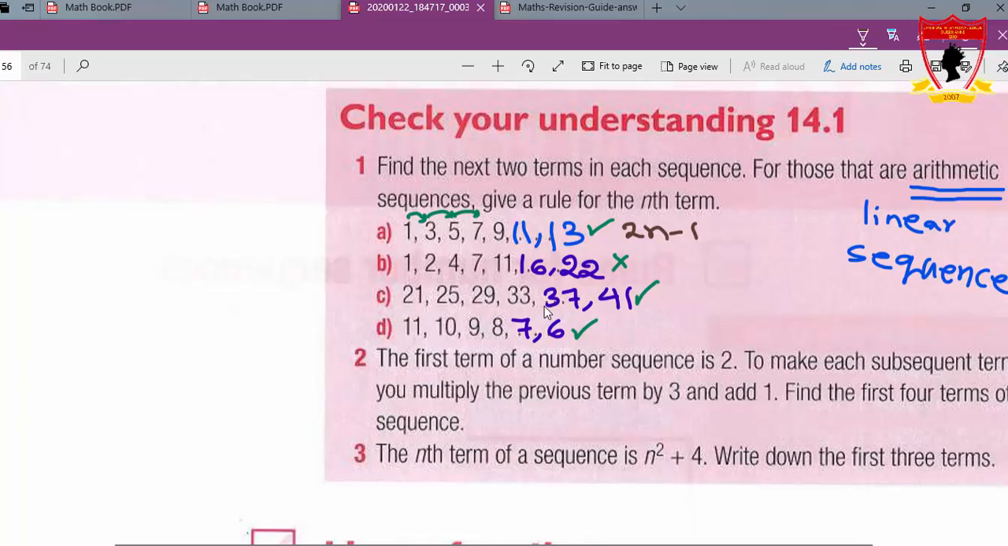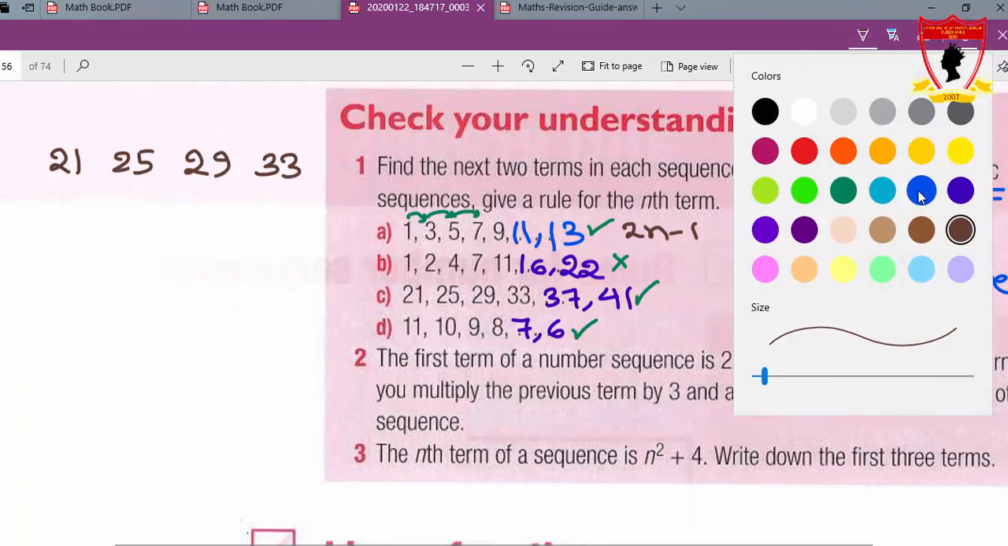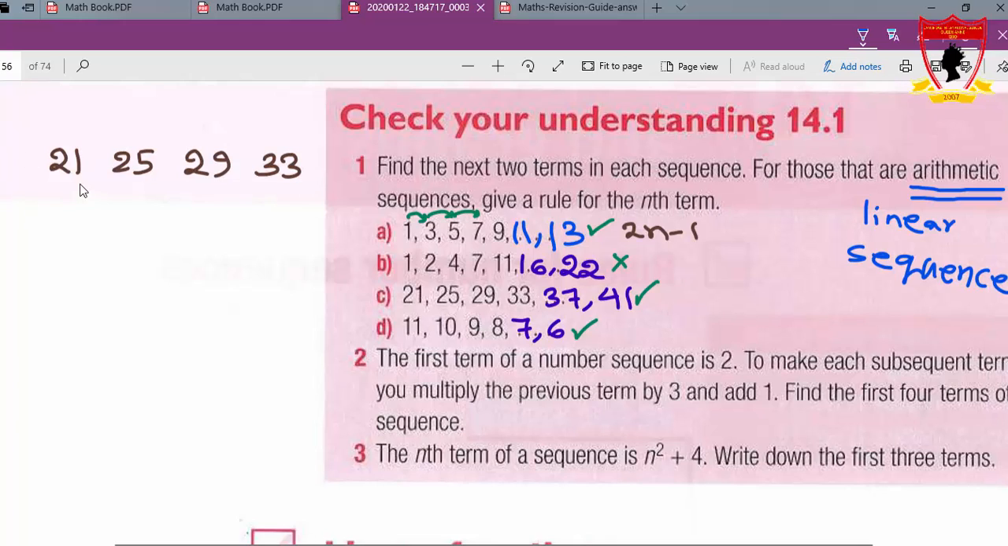Now part C, it's 21, 25, 29, 33. What we do firstly, we can just number them from 1 to 4. 1, 2, 3, 4. Secondly, we can write the differences.